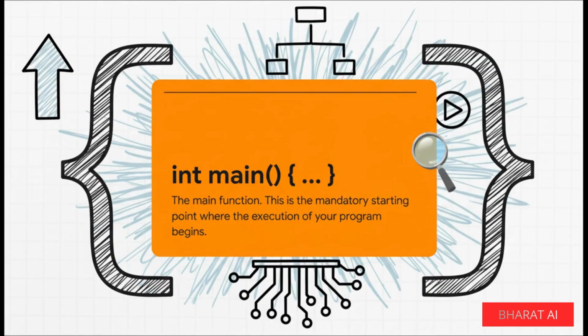Next up, we have int main with these curly braces. This is, well, it's the main event. It's the front door to our building. The program's entire life happens inside these braces. Anything you want the program to actually do has to go in here. It's the official starting line. When you run your program, the computer looks for main and says, okay, this is where I start.